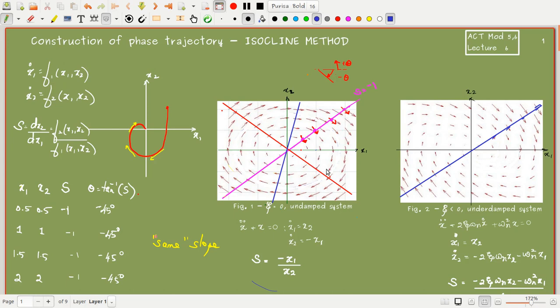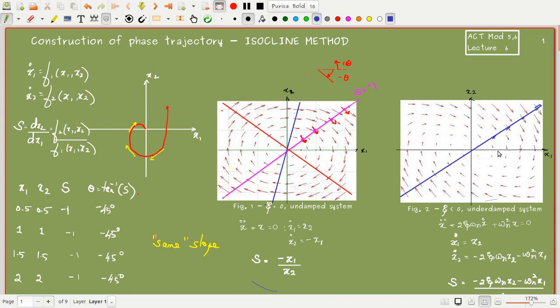Now what we have to do is see how, given an isocline, you will draw the trajectory. Given a set of isoclines for a system, how will you draw a trajectory? We know that for any system, we can find all these slopes and, joining the points with the same slope, we can draw isoclines. In that case, given isoclines, how will you plot the trajectory?